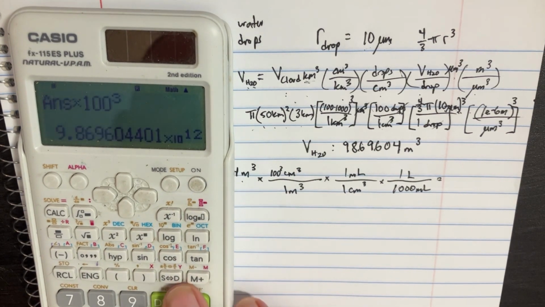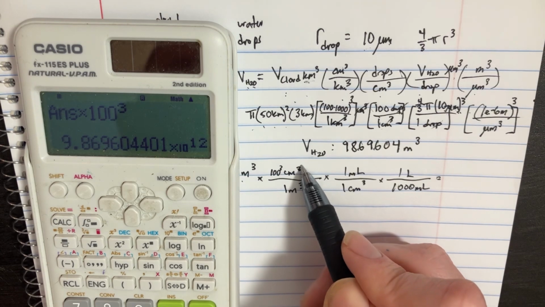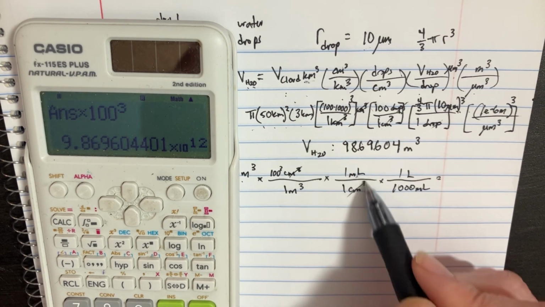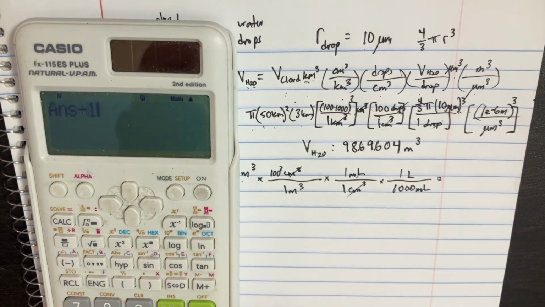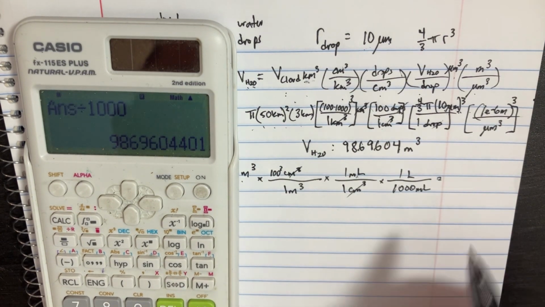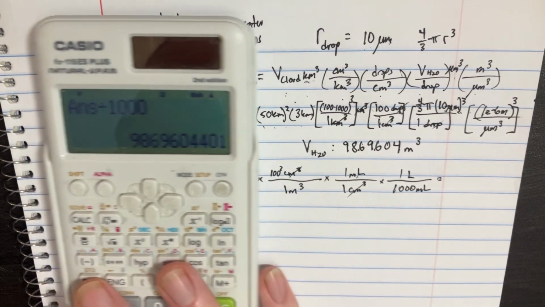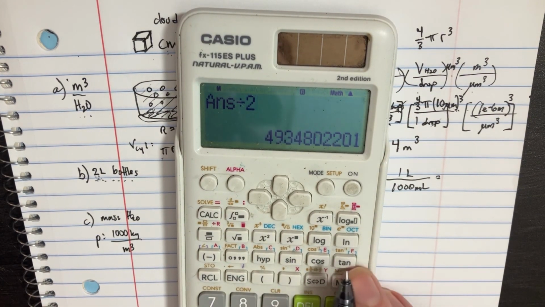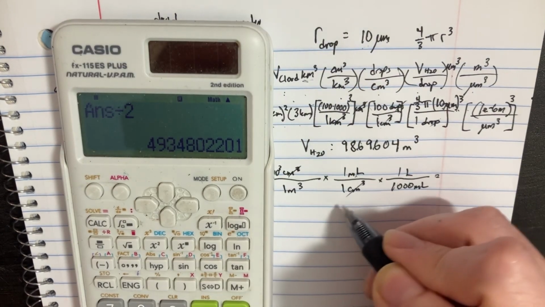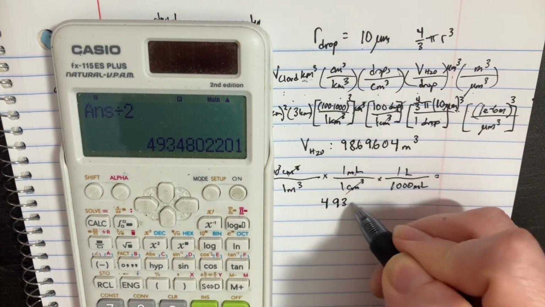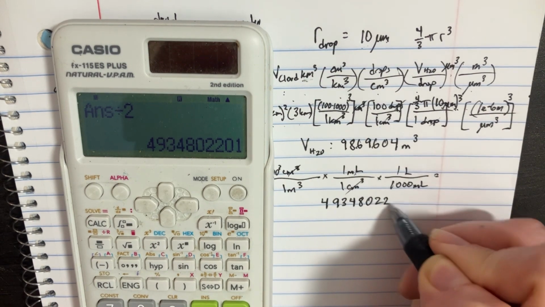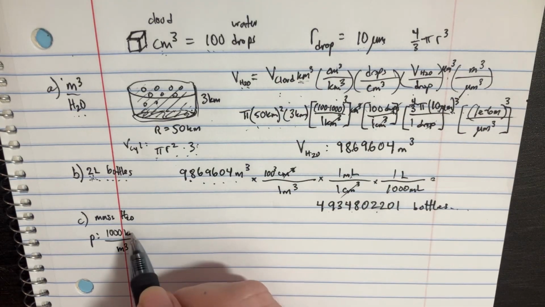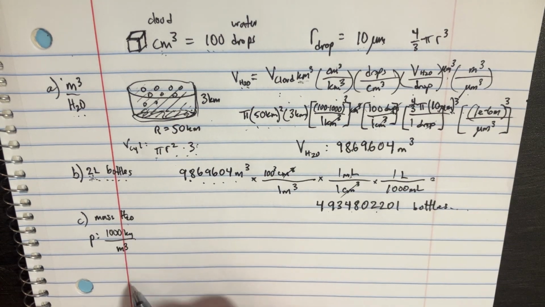Okay, so that's the number of centimeters now, and then that's going to be the number of milliliters, no need to do anything there. But let's divide this by 1,000. So that gives us the number of liters. But we need 2 liters per bottle, so let's divide this by 2. So that will give us the number of bottles. We have like 493480201 bottles or so.